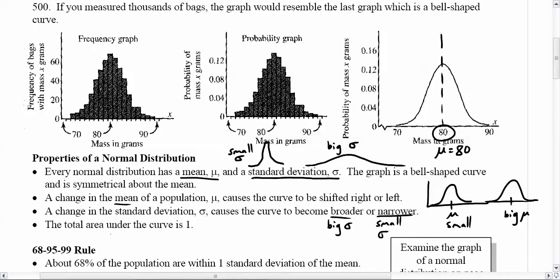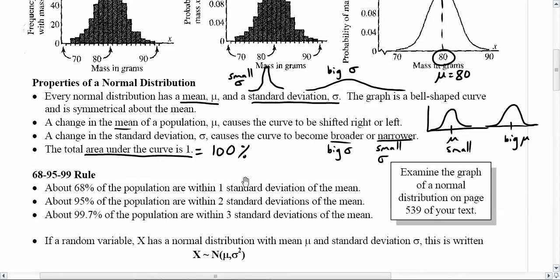The area under the curve is always 1. This represents 100% of the probabilities. Okay, so the area under a curve of a normal distribution represents the probability within that range. There's a 68, 95, 99 rule, which is that about 68% of the population are within 1 standard deviation.